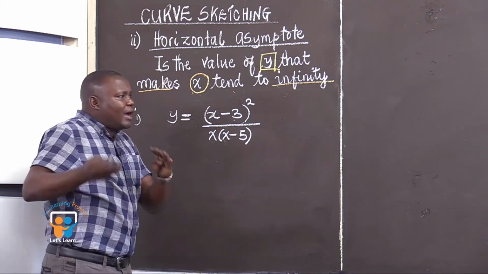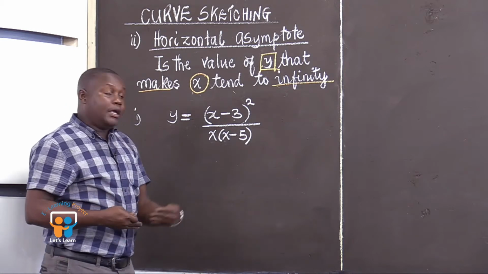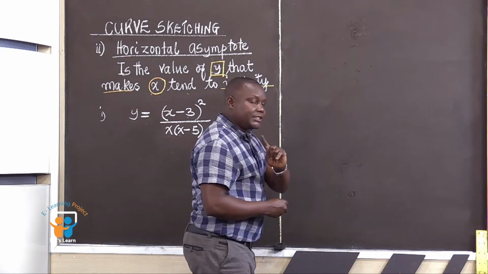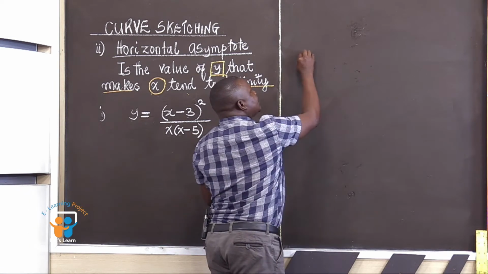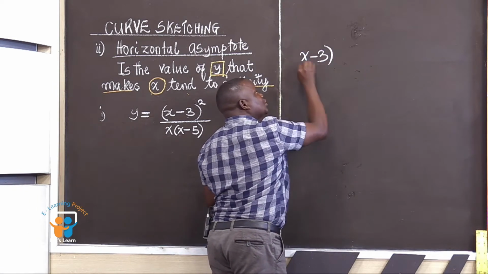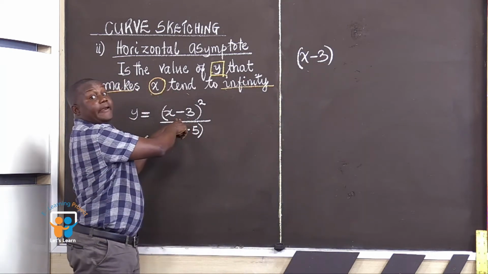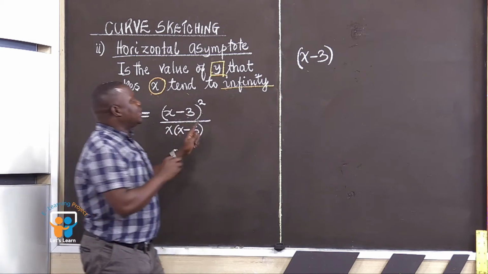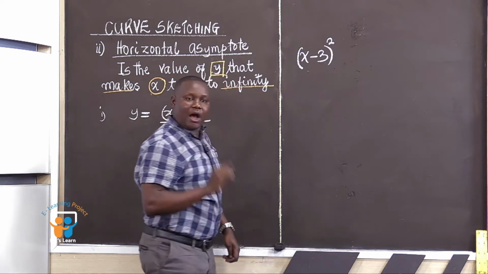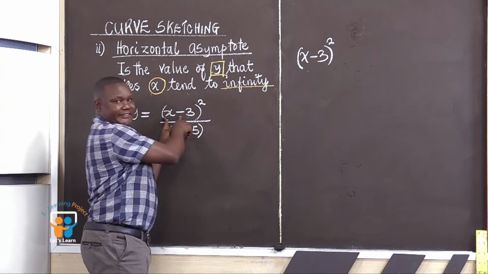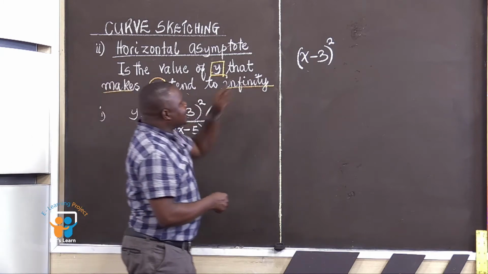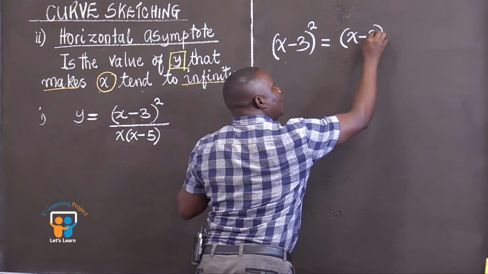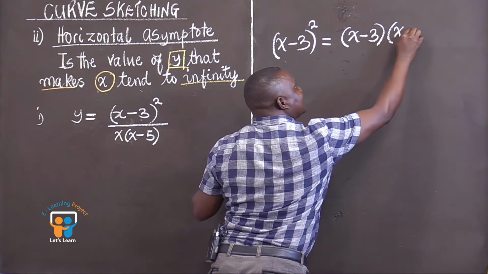But let's look at other ways of how we can expand a given expression. This is side work. If you want to expand (x minus 3) squared, remember I'm picking my numerator here because it had a square. This is how it was given to us in the numerator. It is the same as writing (x minus 3) into again the same (x minus 3).